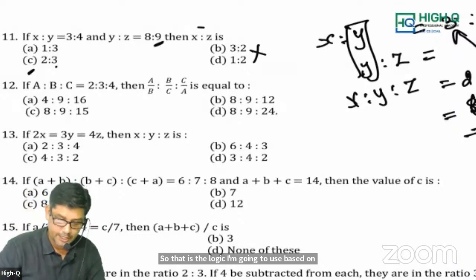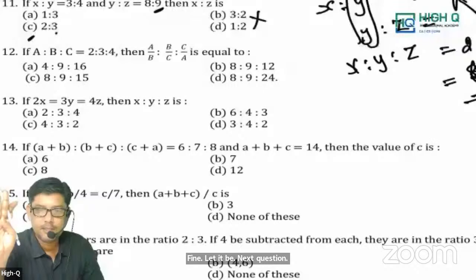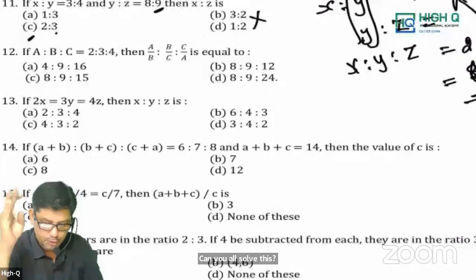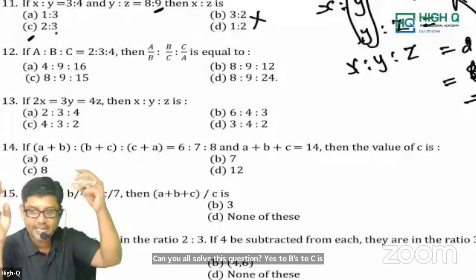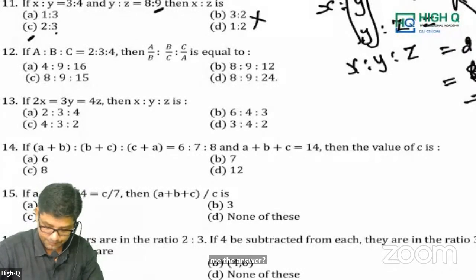Fine. Let it be. Next question. This time I'm expecting, my dear. Can you all solve this question? A is to B is to C is equal to 2 is to 3 is to 4. Can anyone solve and give me the answer?